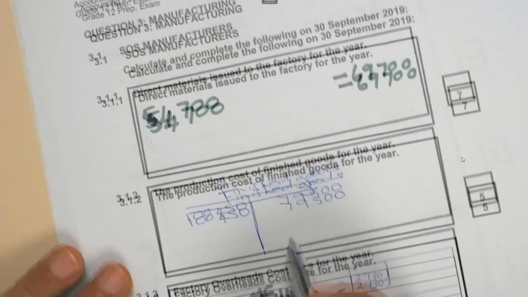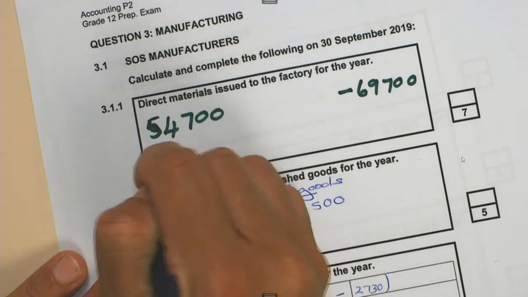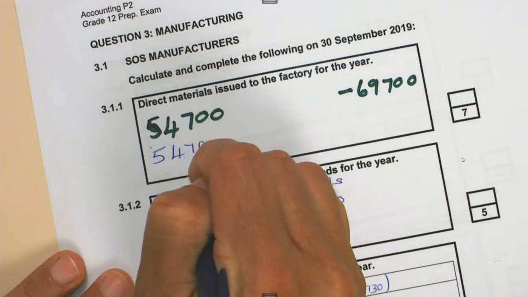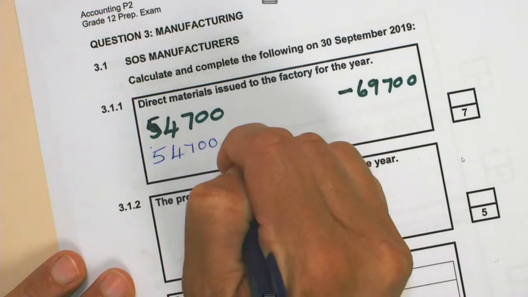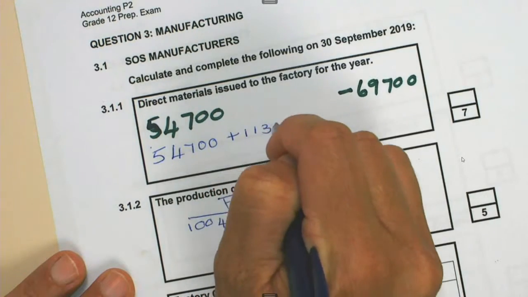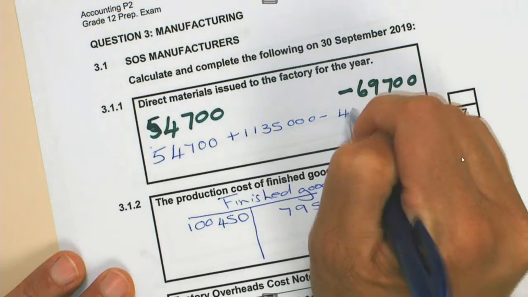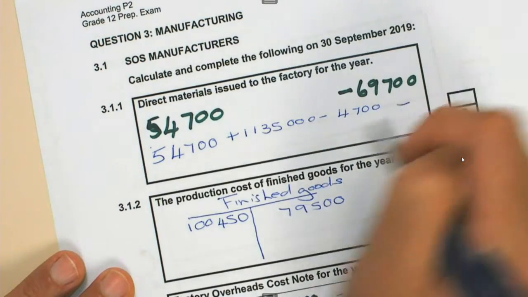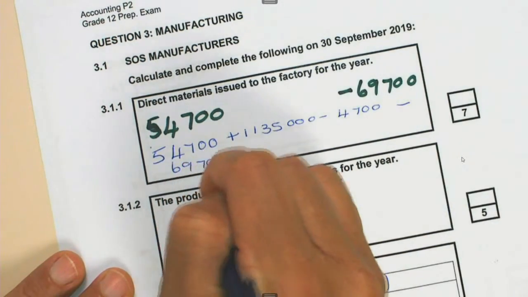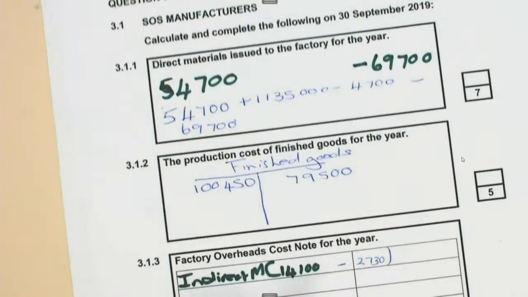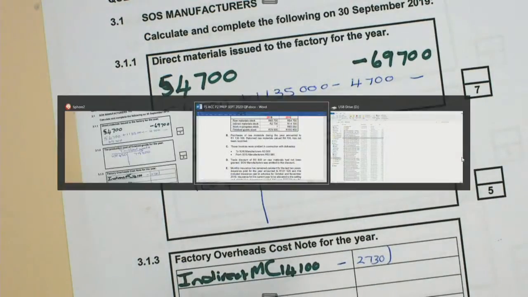Okay, that goes up here. I'm just going to write again 54,700. Then we say plus 1,135,000, right? Minus 4,700 minus 69,700, right? Okay, back to my question paper.